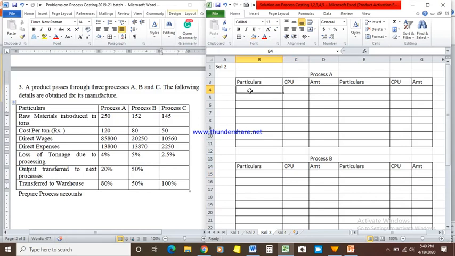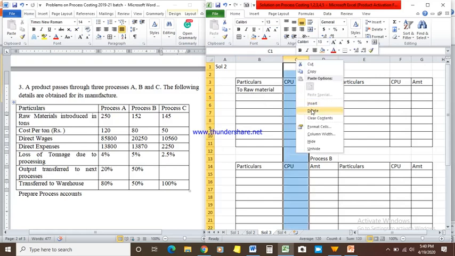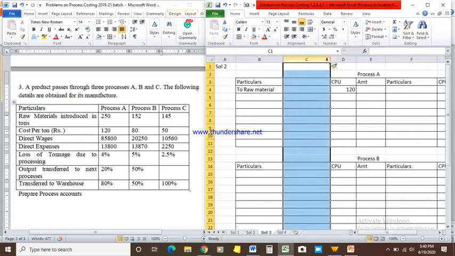Again, I have made a template ready, so that is going to save our time. Again I am going to mention here first, to raw material. Since the cost per ton of raw material is given as 120 rupees per ton, and also the quantity is given here, I'll insert one more column.